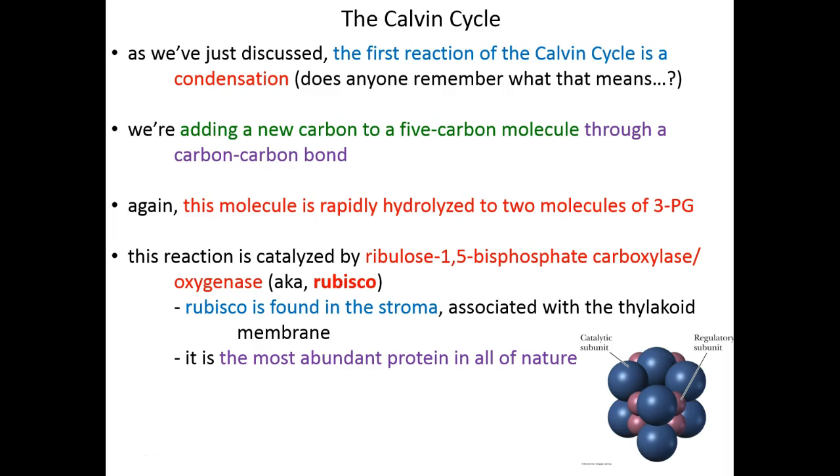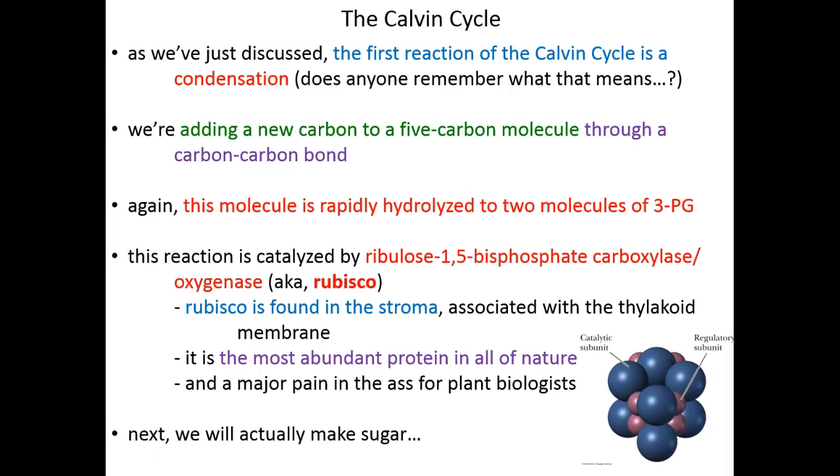Rubisco is found in the stroma because that's where these reactions are occurring, but it is associated with the thylakoid membrane through a hydrophobic region. And for any of you who've ever done plant molecular biology, or if you know anybody who's done plant molecular biology, especially plant biochemistry, just ask them about Rubisco and you're likely to get a groan. Plants make so much Rubisco that you just can't get rid of it. No matter what protein work you try to do with plant cells, Rubisco contaminates your proteins because it's just so plentiful. So let's see what happens with these 3PGs.